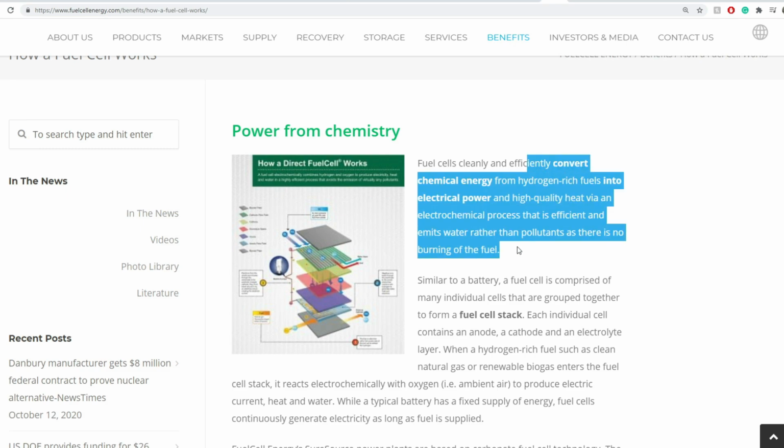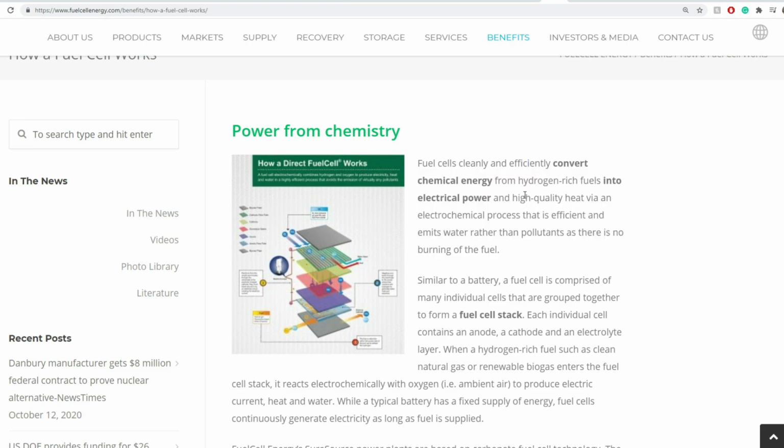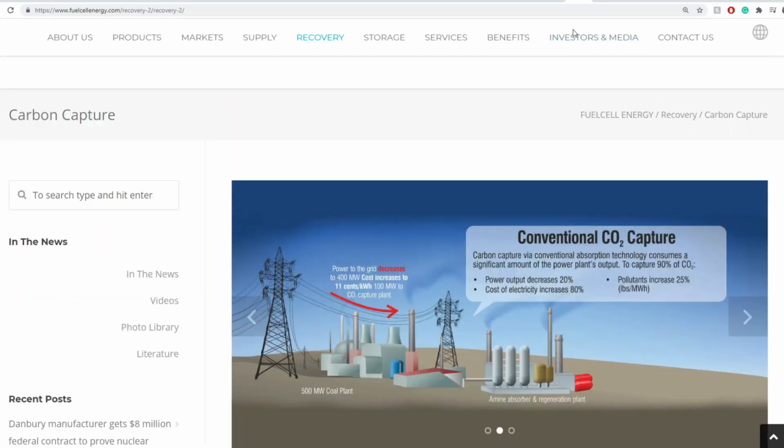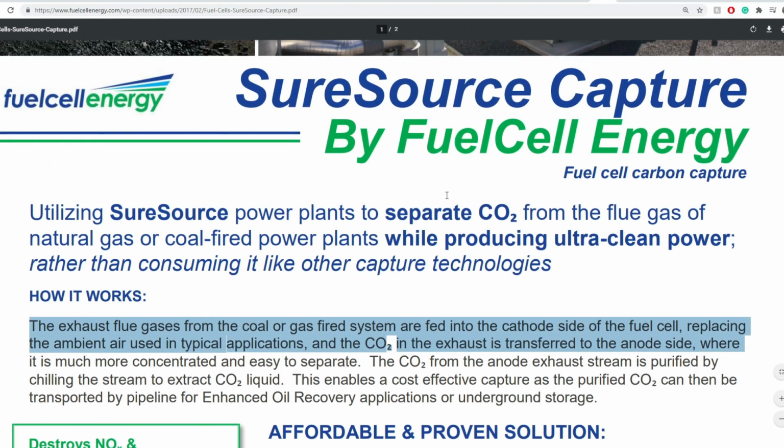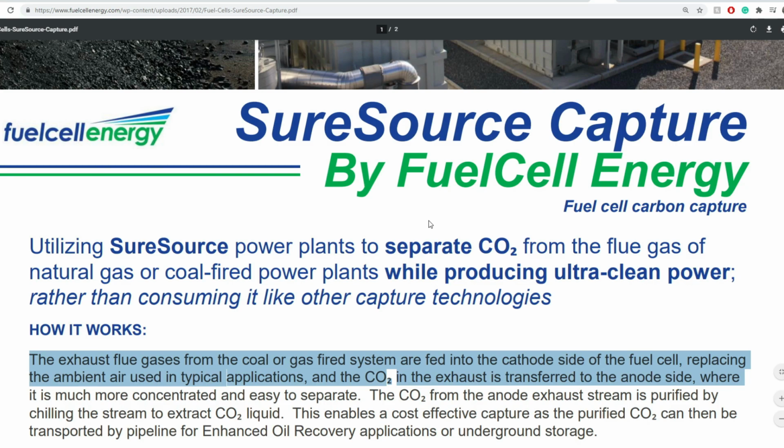Fuel cells cleanly and effectively convert chemical energy from hydrogen-rich fuels into electrical power and high quality heat via an electrochemical process that is efficient and emits water rather than pollutants, as there's no burning of the fuel. Amazing.